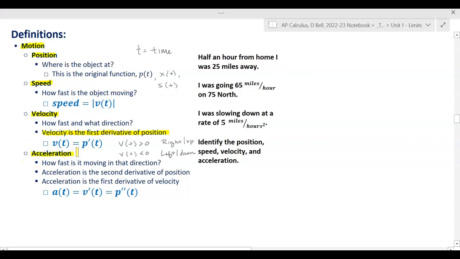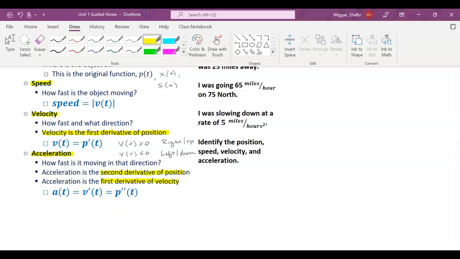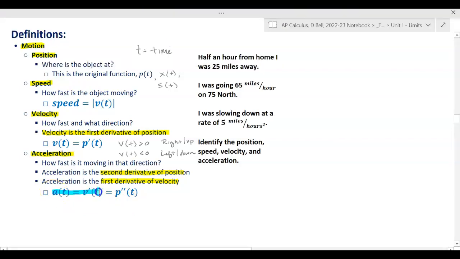Acceleration is the second derivative of position and the first derivative of velocity. So acceleration has to do with when we're moving, are we speeding up or are we slowing down or are we moving at a constant rate? So acceleration is the first derivative of velocity, the second derivative of position. So the functions go position, velocity, acceleration.